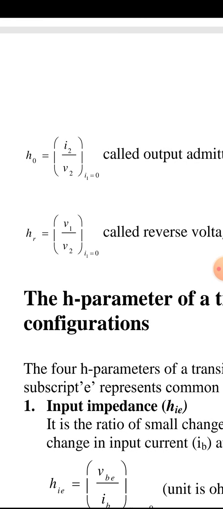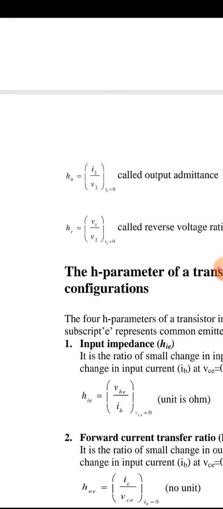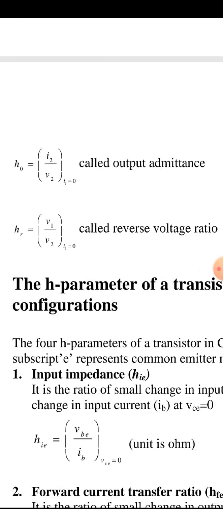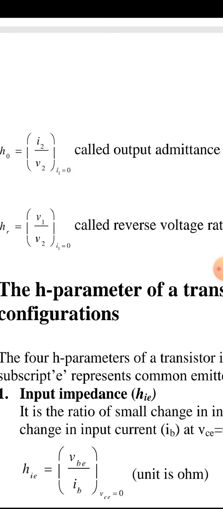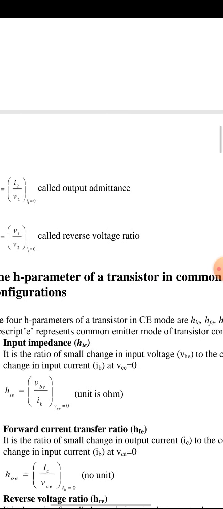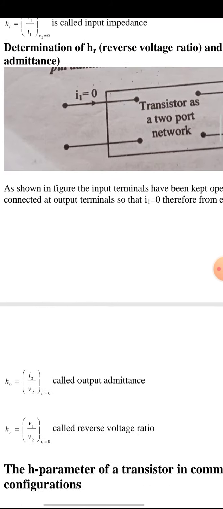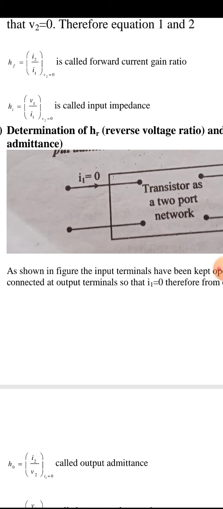H0 is equal to I2 upon V2, called the output admittance, and HR is equal to V1 upon V2, called the reverse voltage ratio. Do you understand? Now calculate the four hybrid parameters: input impedance, output admittance, reverse voltage ratio, and forward current gain.